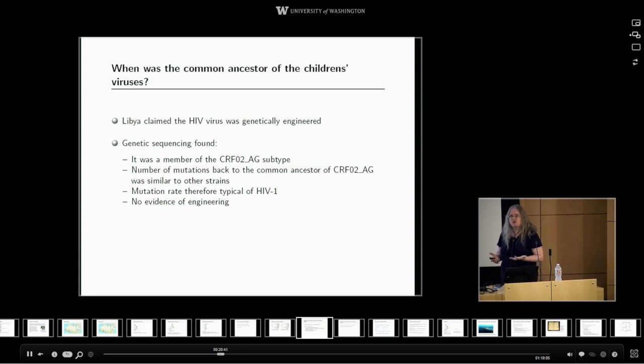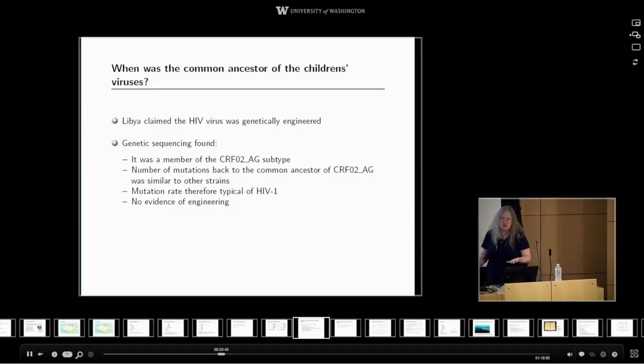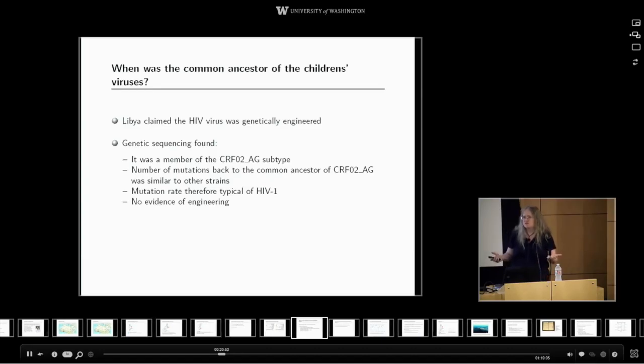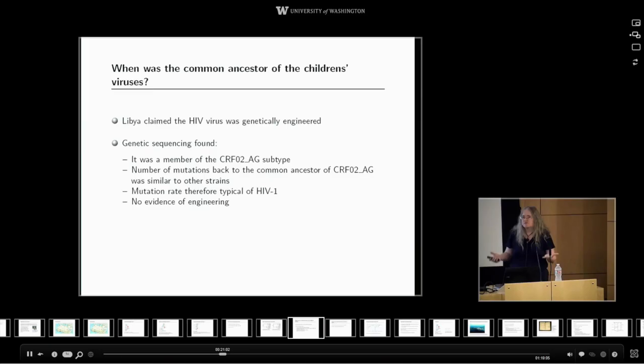Some evidence bearing on that could be found when the virus was sequenced. I wasn't personally involved with this, but when the virus was sequenced, it's a member of an HIV subtype, CRF02_AG. It's a recombinant in the fairly distant past between subtypes A and G. It's very prevalent in Africa. So it's not a novel type of virus that had not been seen before.